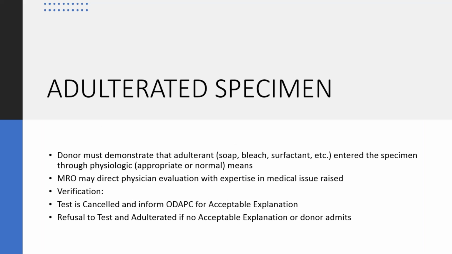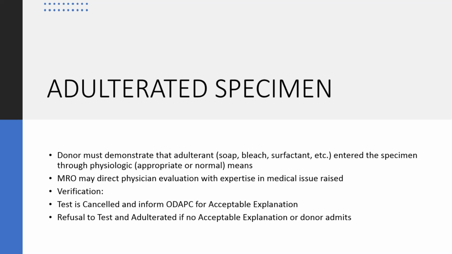Adulterated specimens. The donor must demonstrate that the adulterant, soap, bleach, surfactants, anything, entered the system through physiologic, which means appropriate or normal means. So they would have to demonstrate to the MRO somehow, it was an accident, I did not intentionally do this. So that would be a hard sell, to convince an MRO that you somehow got bleach into a specimen. So that would be between the donor and the MRO.